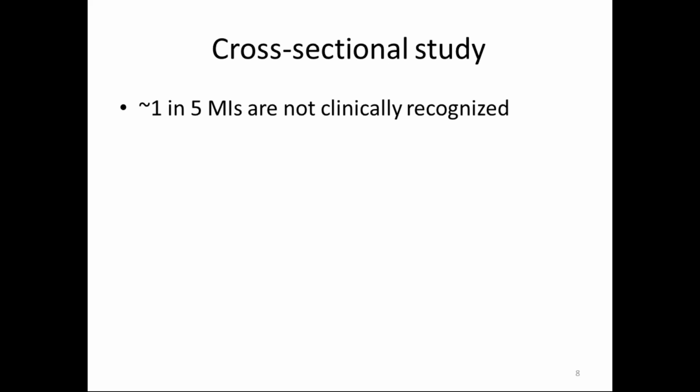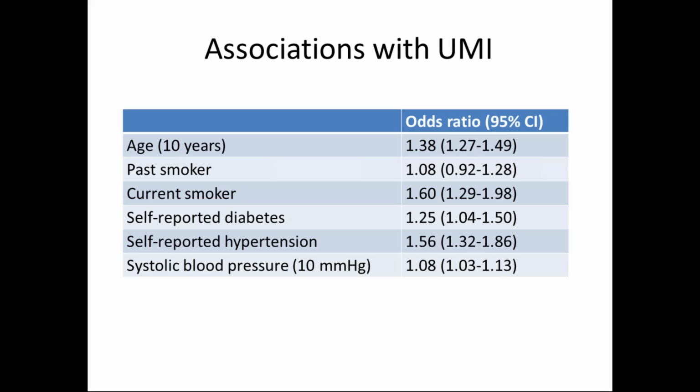So this is a study that I did. We're looking at unrecognized MIs, and about 1 in 5 MIs are not clinically recognized. This can happen for a bunch of different reasons. We were looking at associations. We have a population of about 30,000 people, with electrocardiograms on all of them. So we're able to detect Q waves, which are indicative of prior MI. We also asked them whether or not they've ever had a heart attack. The people who say no, I've never had a heart attack, but have Q waves, are the people we're considering to have an unrecognized MI.